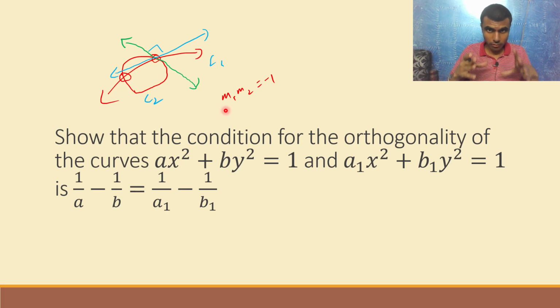Now what they are asking in this question is, show that the condition for the orthogonality of the curves is this. That means if they are orthogonal, this is the condition I should get, and if this is the condition given, then that means the curves are orthogonal. Now let me take the first case. If the curves are orthogonal, I have to show that this is valid, like this is what I'll get: 1 by a minus 1 by b equal to 1 by a1 minus 1 by b1.